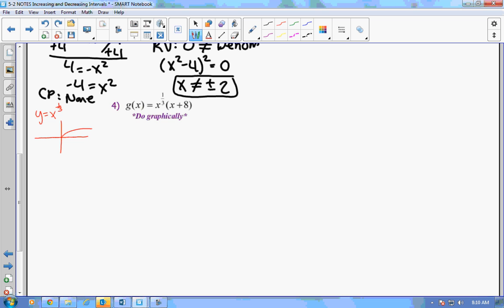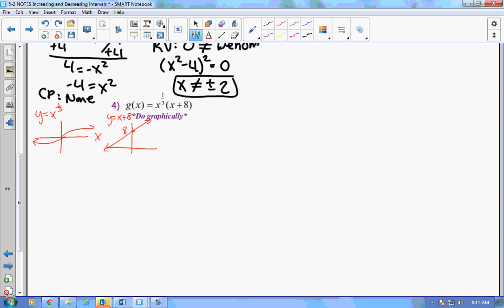Square root looks like that. Cube root looks like that, right? Okay, and this is being times by something that is linear, x plus 8. What does x plus 8 look like? It's linear, and it crosses at 8.